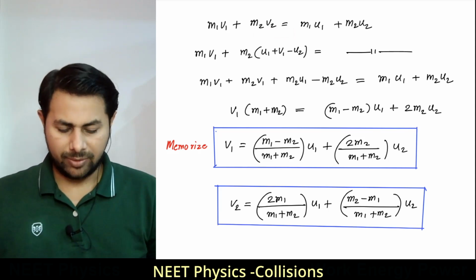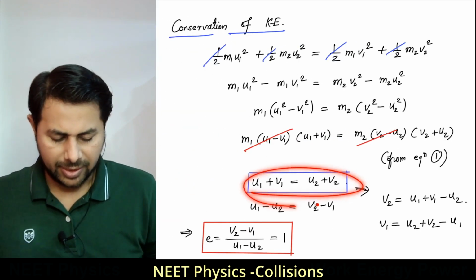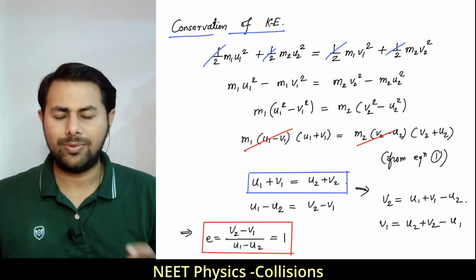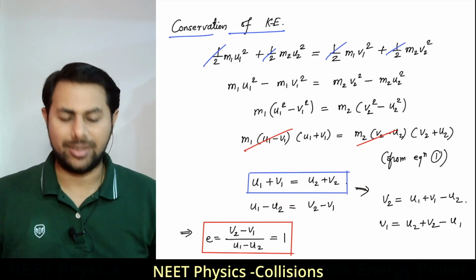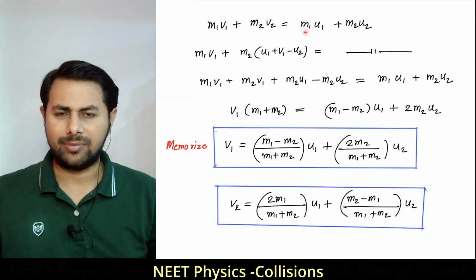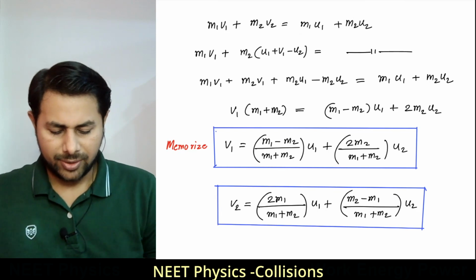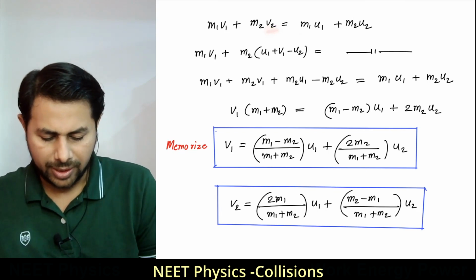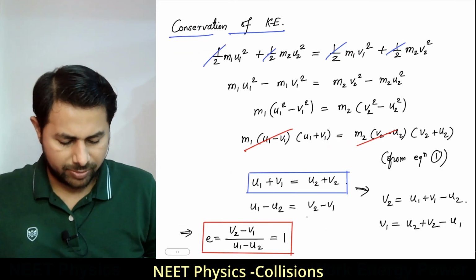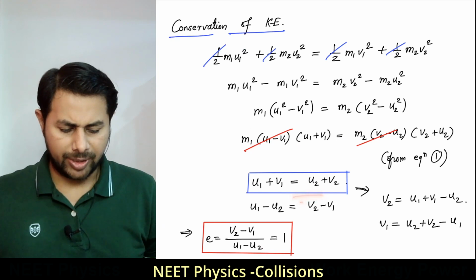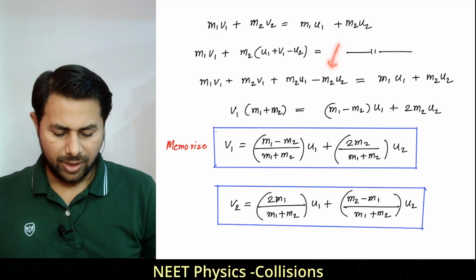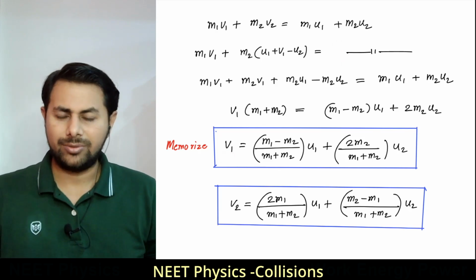See, what we do is we take this relation, which we found using the two conditions, conservation of momentum and conservation of kinetic energy. We take that relation and we put it in the conservation of momentum relation. So we put in place of v2, u1 plus v1 minus u2, which comes from here, and then finally after some simplification, we get v1 is equal to, v1 is what?